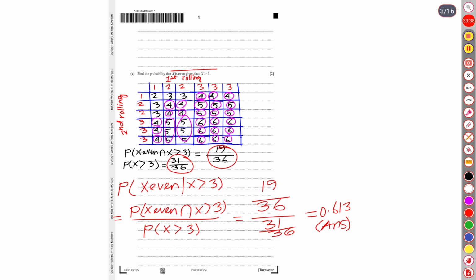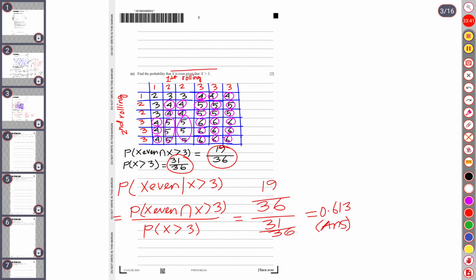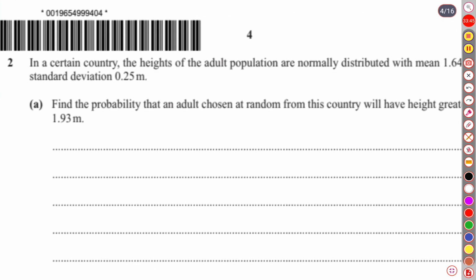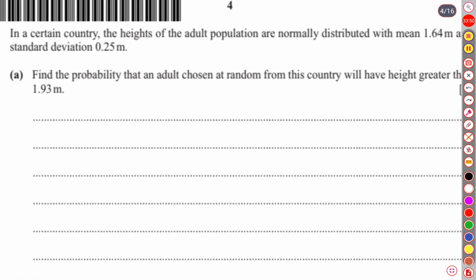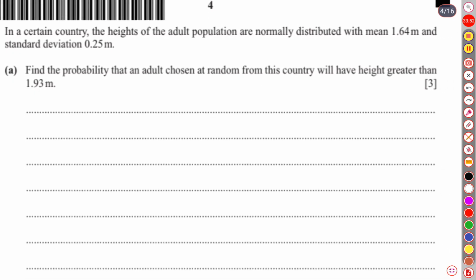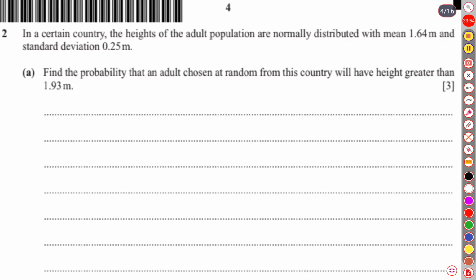The next question is on page number 4. The question says that in a certain country, the heights of the adult population are normally distributed with mean 1.64 meters and standard deviation 0.25 meters. Question A: find the probability that an adult chosen at random from this country will have height greater than 1.93 meters.